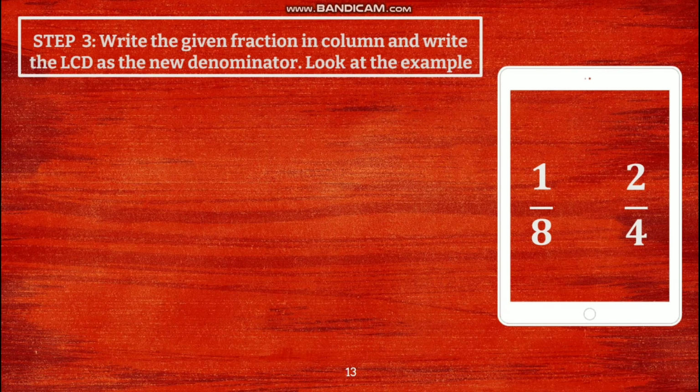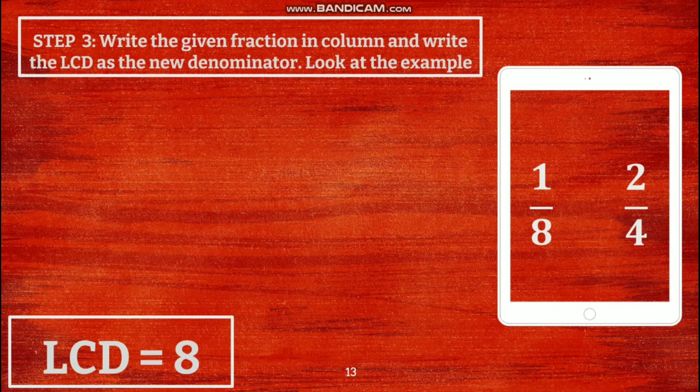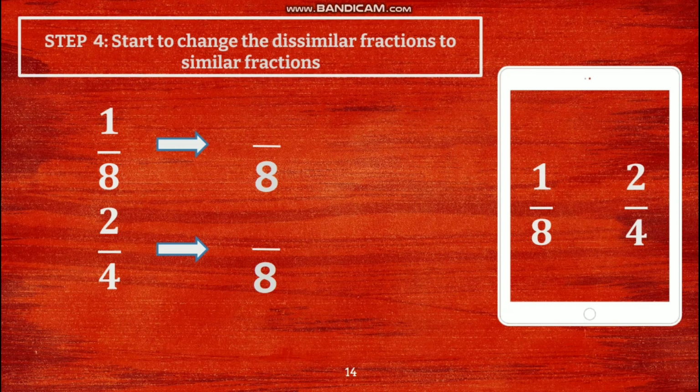Now, step 3, write the given fractions in a column and write the LCD as the new denominator. Look at the example. The LCD is 8. We will write 1/8 and 2/4 in a column this way. And then we will make 8 the new denominator of each fraction. Then proceed to step 4. Start to change the dissimilar fractions to similar fractions.